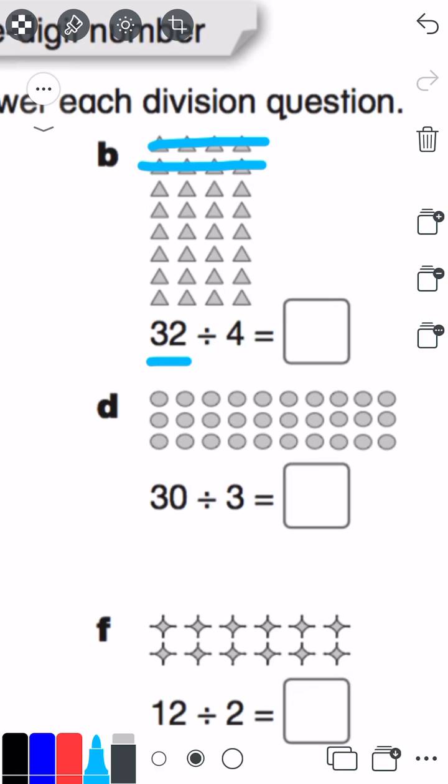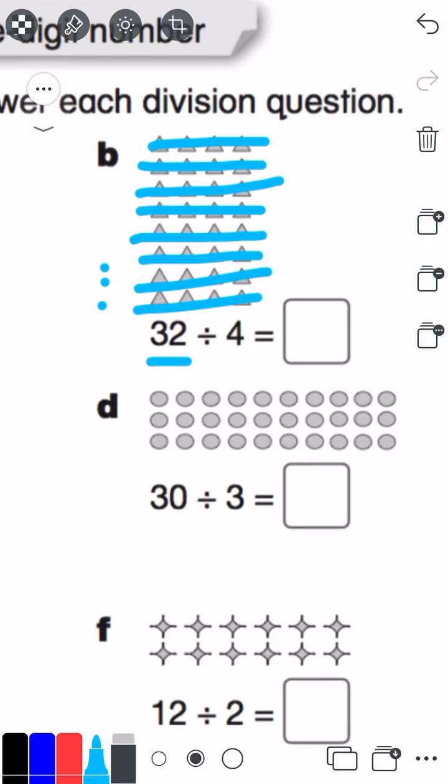we reach 0. So 32 divided by 4 equals 32 minus 4, and that equals 28. 28 minus 4. If we don't have an array, we have to use subtraction. But now we are crossing the 4s and then counting how many 4s crossed. Here we have 1, 2, 3, 4, 5, 6, 7, 8. So 32 divided by 4 equals 8.